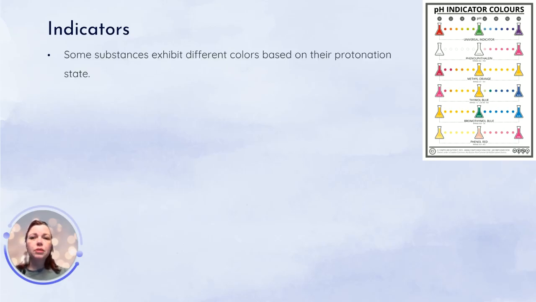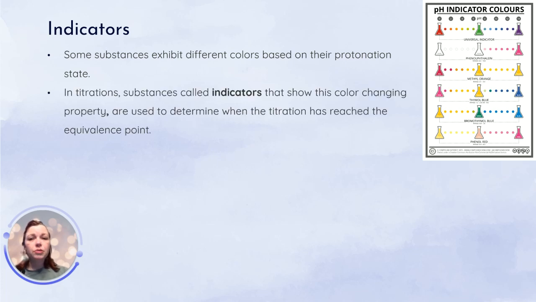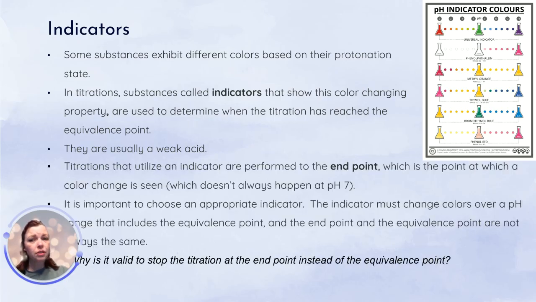Some substances exhibit different colors based on their protonation state. In titration, substances called indicators that show this color changing property are used to determine when the titration has reached the equivalence point. They're usually a weak acid, and titrations that use an indicator are performed to the end point, which is different than the equivalence point. The end point is the point at which the color change is seen. It doesn't often happen at pH 7.